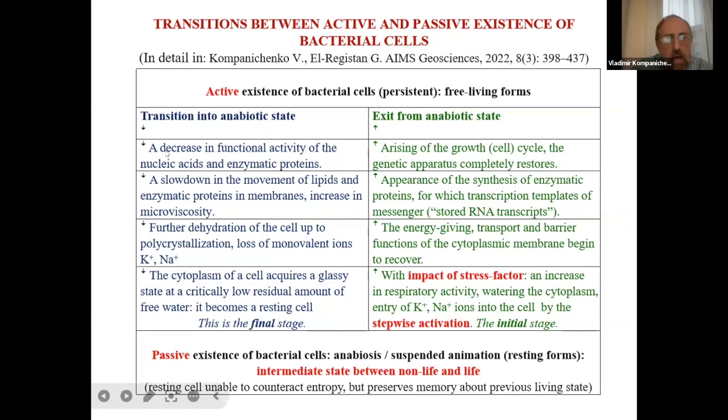First, when the bacterial population cannot exist further under given conditions, first change is decrease in functional activity of nucleic acid and the enzymatic proteins, then slowdown in the movement of lipids and enzymatic proteins in membranes, then dehydration of the cell up to polycrystallization, and the last stage is cytoplasm of a cell acquires a glassy state at critically low residual amount of free water. This is a final stage.